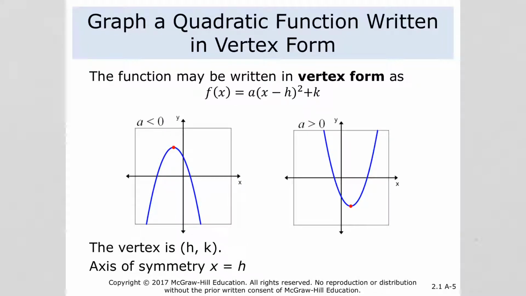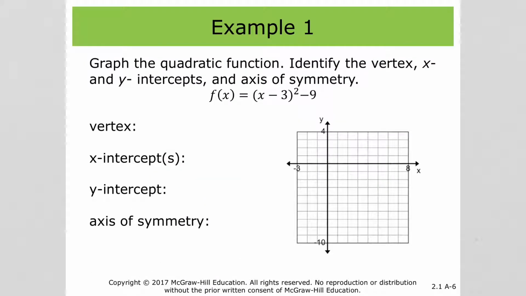And here's what we've had written before. The vertex is (h, k) and the axis of symmetry is x equals h. And it is x equals h because it's a vertical line, so it has to say x equals in front of it, not just h.